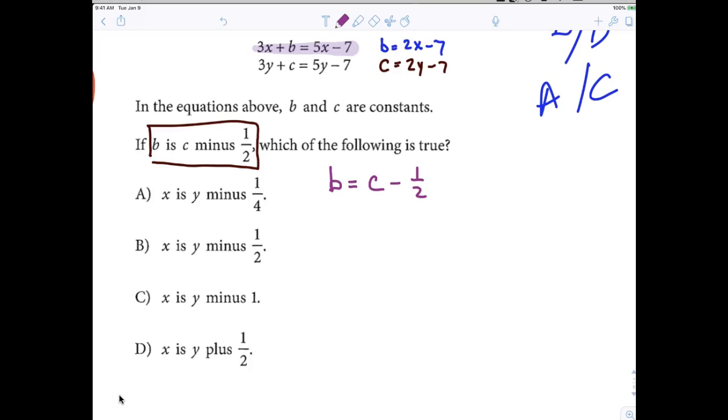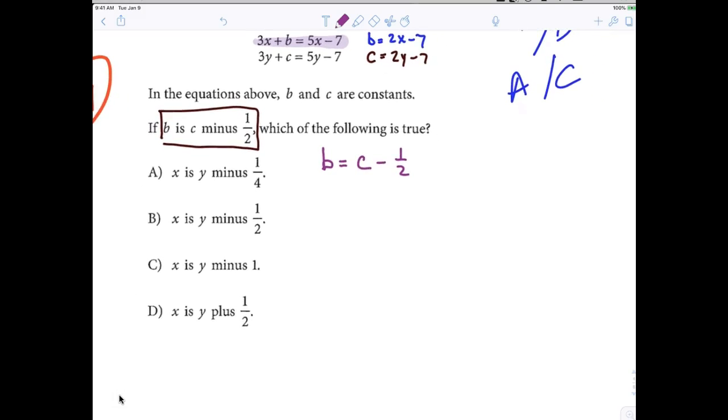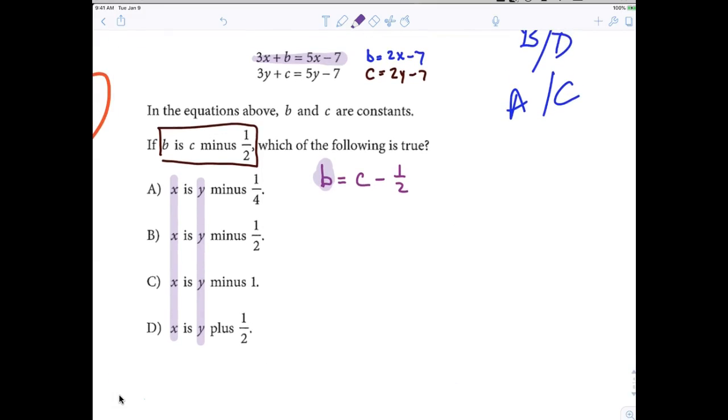Now I look at my answers, guys. I think this is one of the most important things I can help you do when you take standardized tests: look at your answers. We want x equals, and we want x equal to something that has to do with what? Y. Right? So when I look at this right here, I have b. Well, I can convert b to a what? X, because b is what? 2x minus 7.